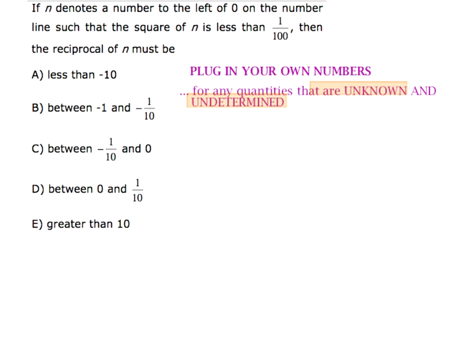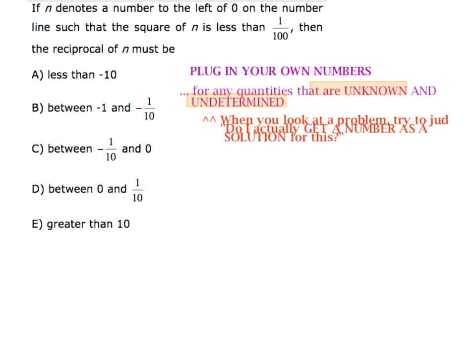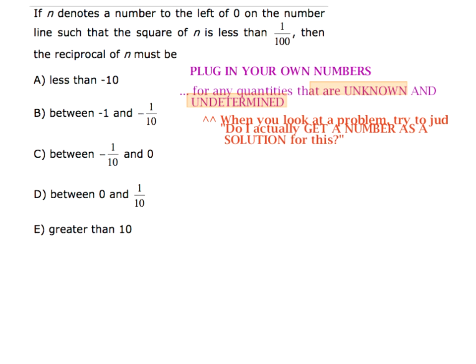So basically just ask yourself, when you look at a problem, try to judge without having to look for specific signals: do I actually get a number as a solution for this? If you don't get a number as a solution, then you can just make one up. But if you do, then you can't. That's the point. So let's space that text out real quick.